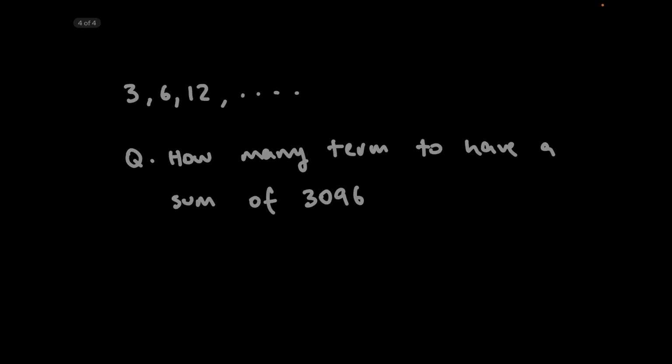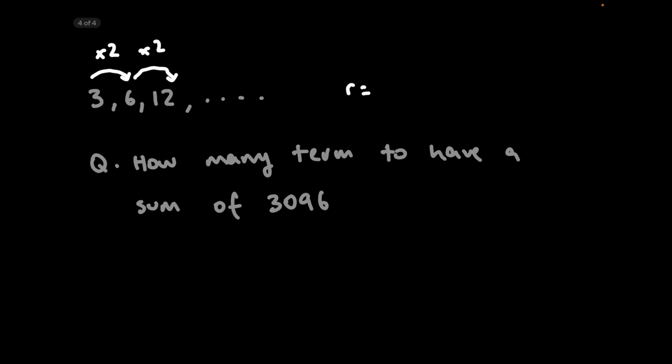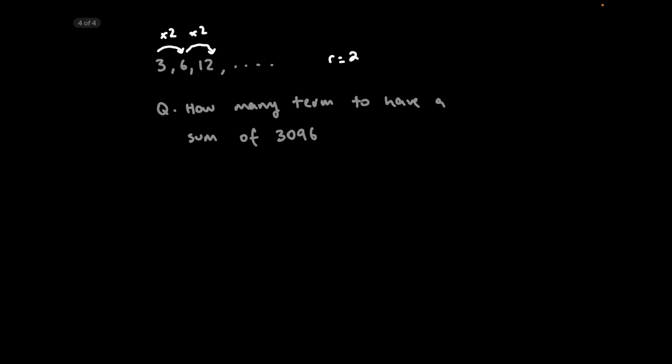Okay, this is our next question. How many terms would it take to get to a sum of 3096? The first thing we can recognize is whether this is a geometric sequence. To go from the previous term to the next, we have to multiply by 2, so r is simply equal to 2. Now we can use our summation formula. The series formula is Sn equals a times 1 minus r to the power of n, all over 1 minus r. You already know this. The first term here is 3, times 1 minus the common ratio 2 to the power of n. And n is what we're trying to work out, so I'm just going to leave it as n, all over 1 minus 2.